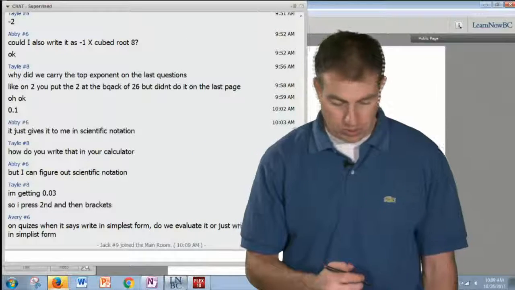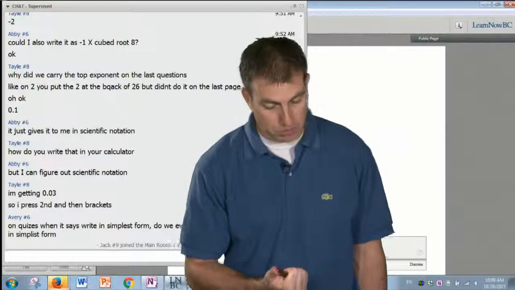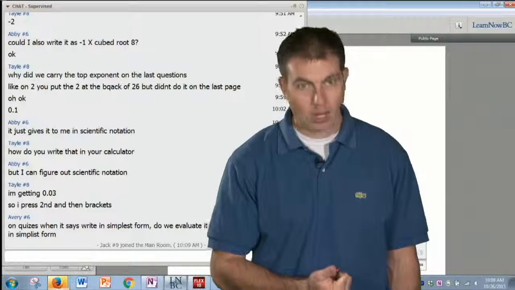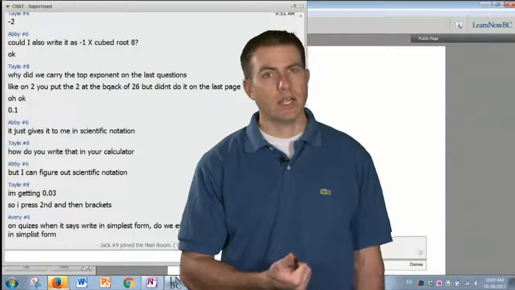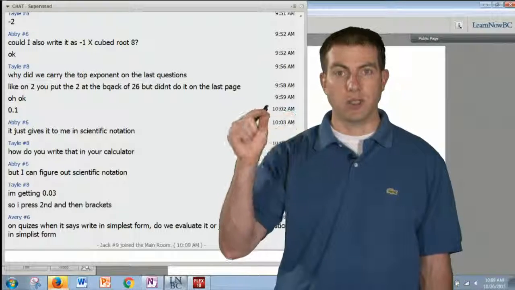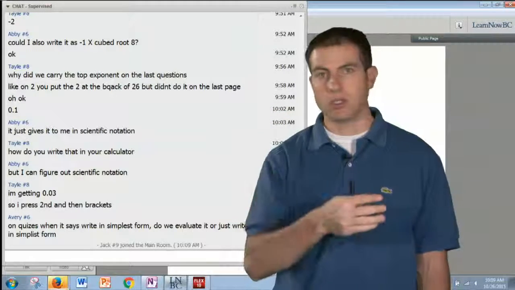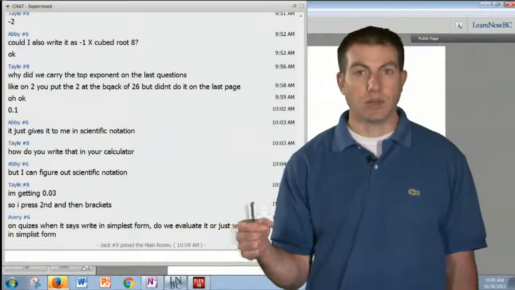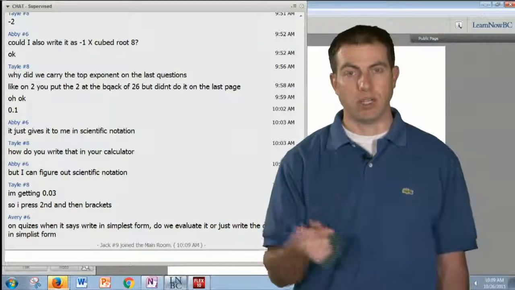Avery's asking a question about the quizzes. On the quizzes, when it says write in simplest form, do we evaluate it or just write the question in simplest form? I guess it kind of depends on the question. If you have numbers with exponents, which are numbers, then you're just going to calculate it through. Generally speaking, if you have something like that, it'll say evaluate. So you're going to find the solution.